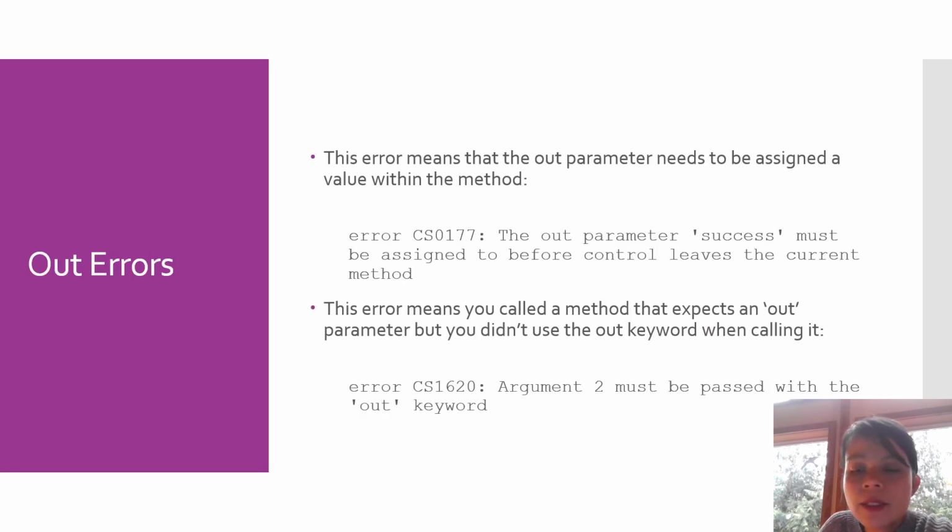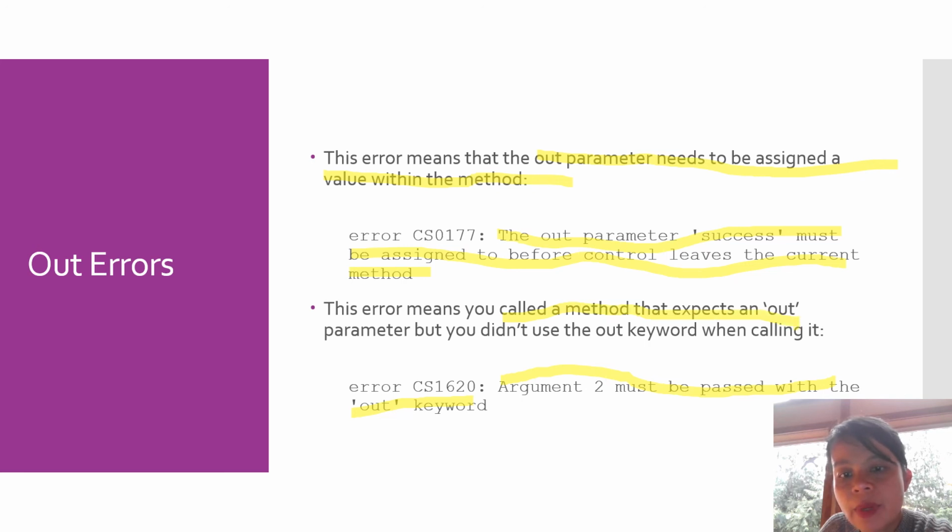These are some of the common errors. The out parameter success must be assigned before control leaves the current method. This means the out parameter needs to be assigned a value within the method, so don't forget to assign a value to your out parameter. If you get an error message like argument 2 must be passed with the out keyword, this means you called a method that expects an out parameter but didn't use the out keyword when calling it. So make sure you use the out keyword when calling it.